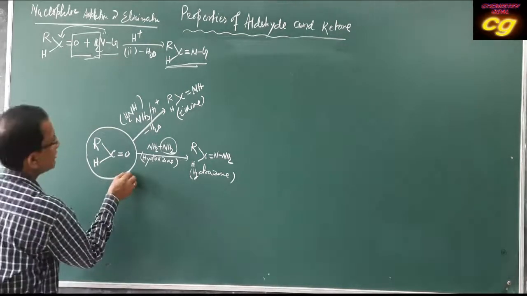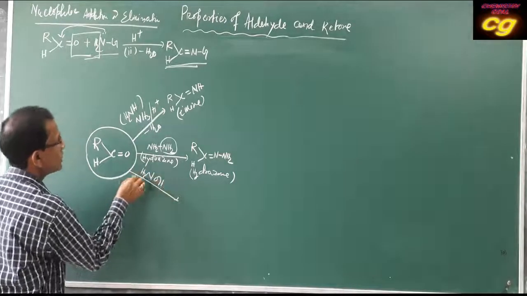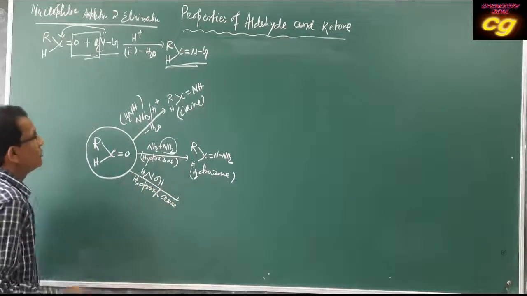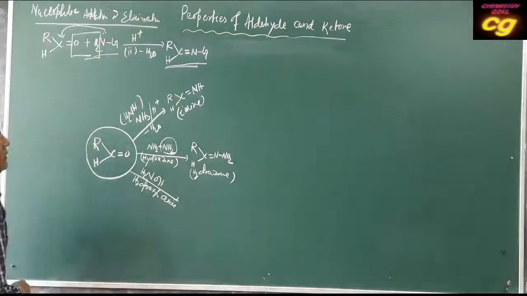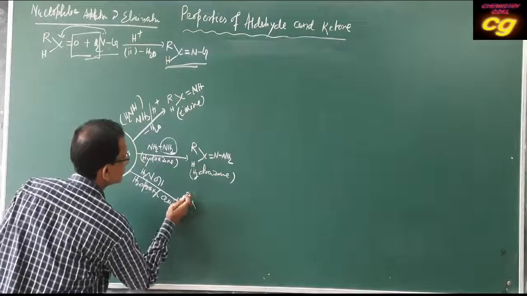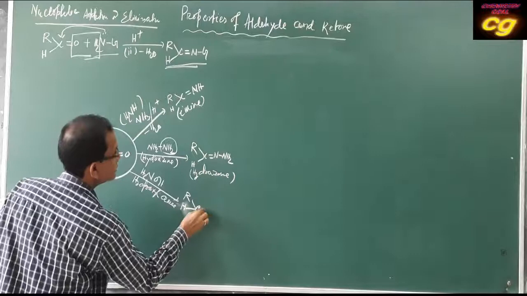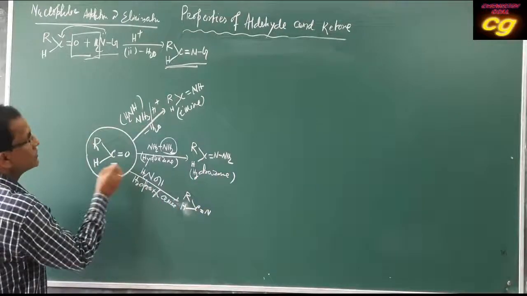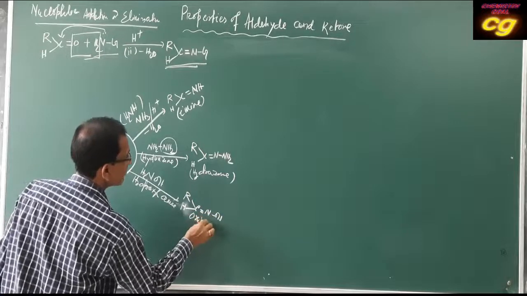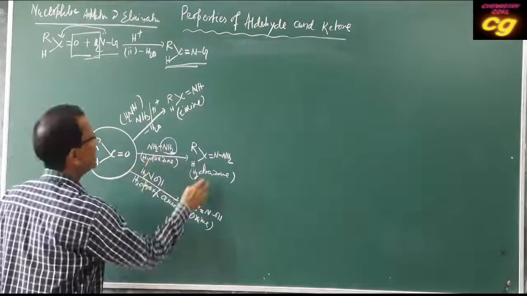If you take hydroxylamine, NH2OH, this is called hydroxylamine. The result will be oxime. Here H, then C double bond N. Water is produced, loss of water. This is called oxime. So hydroxylamine produces oxime, hydrazine produces hydrazone.